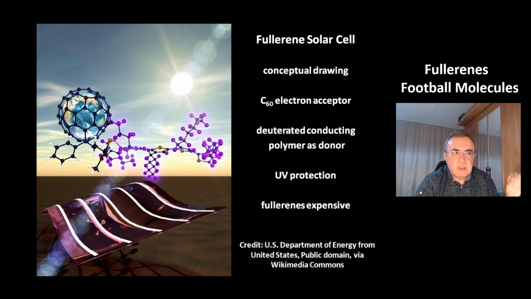And this is a conceptual drawing of a fullerene solar cell. In this molecule, the C60 is the electron acceptor, and the deuterated conducting polymer is the donor. On top is a layer for UV protection, because organic compounds are sensitive to UV light. And one disadvantage is fullerenes are quite expensive.